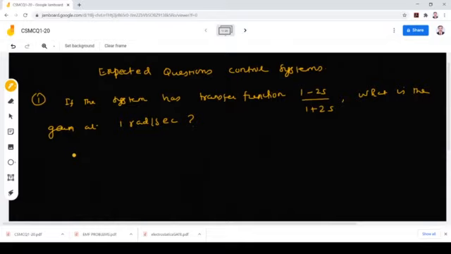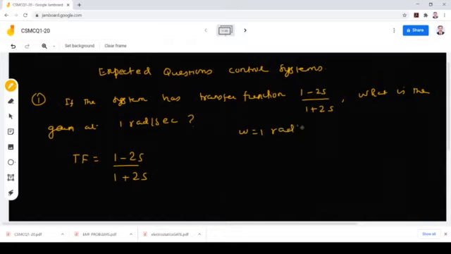So they have given the transfer function, which is (1 minus 2s) divided by (1 plus 2s). They ask the gain at 1 radian per second, so they have given the omega value. So omega is equal to 1 radian per second. How can I convert the transfer function into omega? s is equal to j omega. I substitute, so this implies (1 minus 2j omega) divided by (1 plus 2j omega).